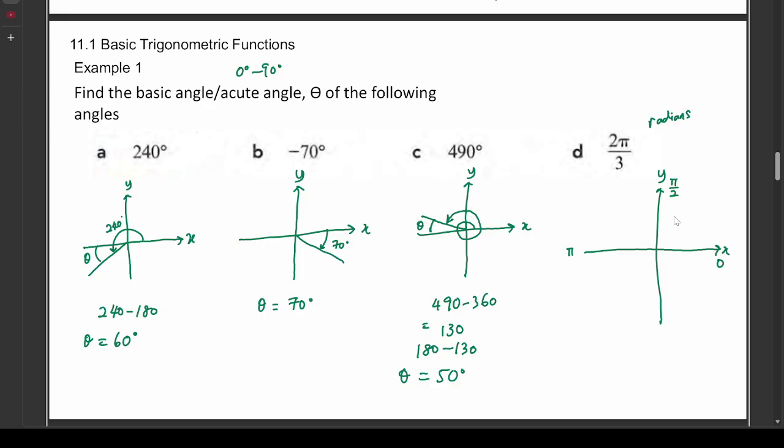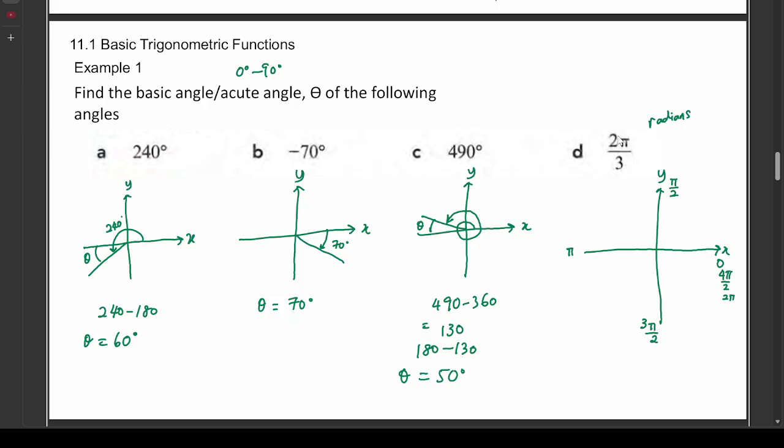These are all equally divided in quarters. So every time you move 90 degrees, you add pi over 2. Here you add pi over 2, which is basically pi. And you add another pi over 2, which is 3 pi over 2. And if you add another pi over 2, it will be 4 pi over 2, which is basically 2 pi, which is 360 degrees.